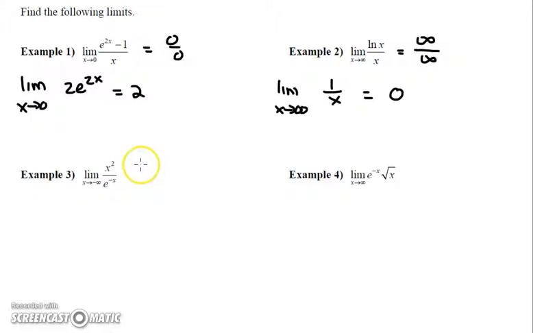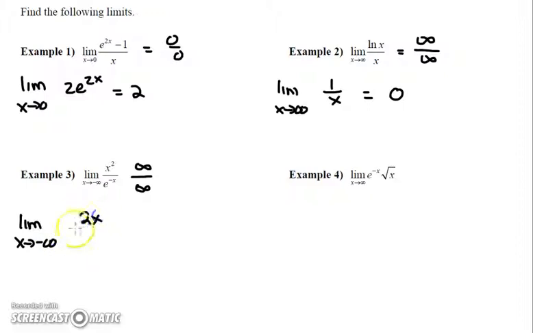Now, number 3, again, let's plug it in. We're going to get negative infinity squared, which gives us a positive infinity. E to the negative times negative infinity. Negative times negative is going to be a positive. E to the infinity is infinity. So we get infinity over infinity. That's indeterminate. So we're going to take the derivatives of the numerator and the denominator.